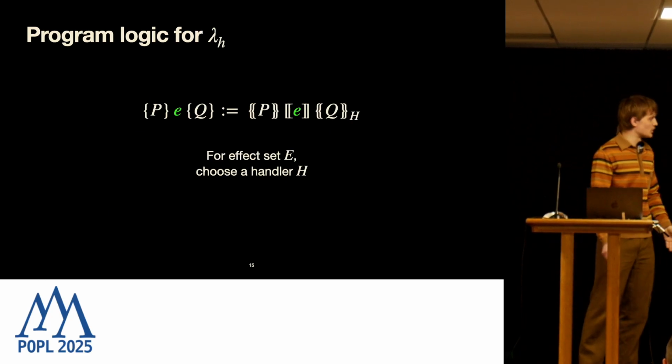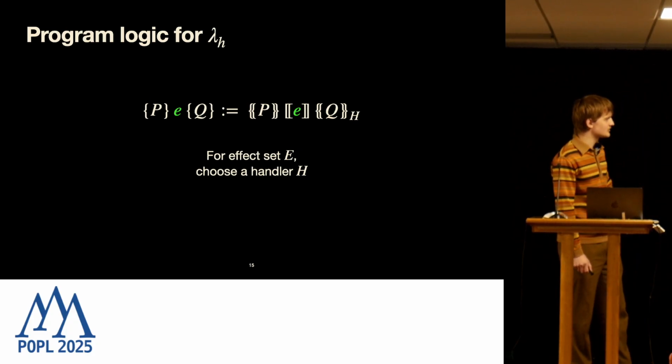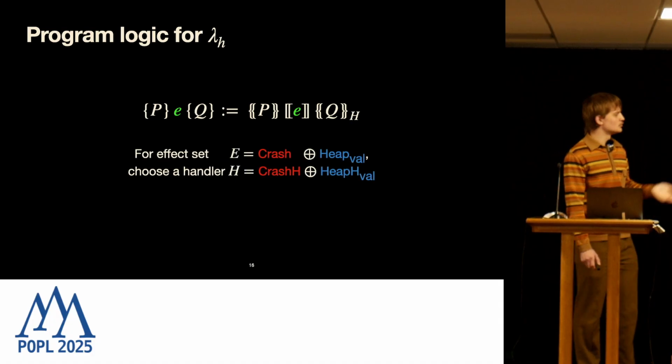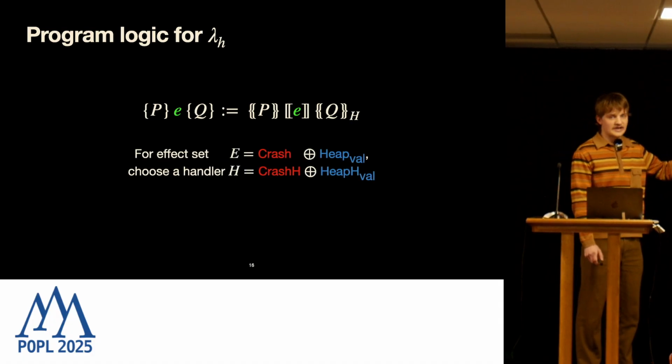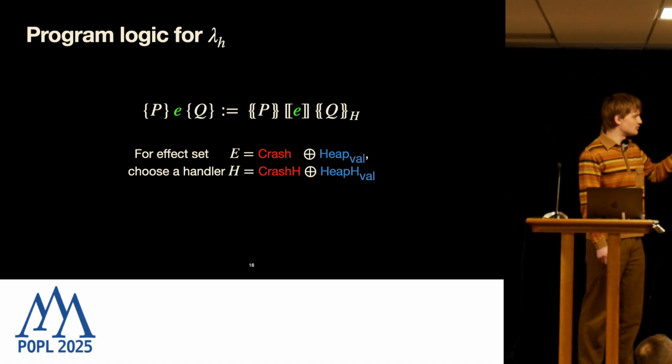With this at our disposal, we can define the Hoare triple for our particular language, lambda h, according to this formula. To do so, we need to choose a handler h. Now, we know the effect set E was composed of the crash effect and the heap effect, so we simply compose the corresponding handlers to build up the handler h.